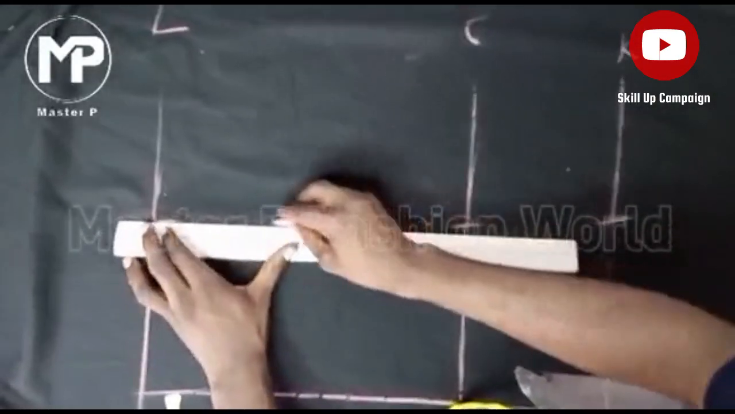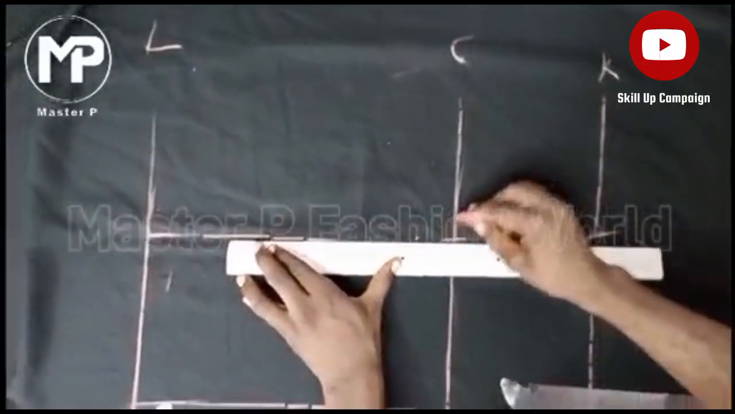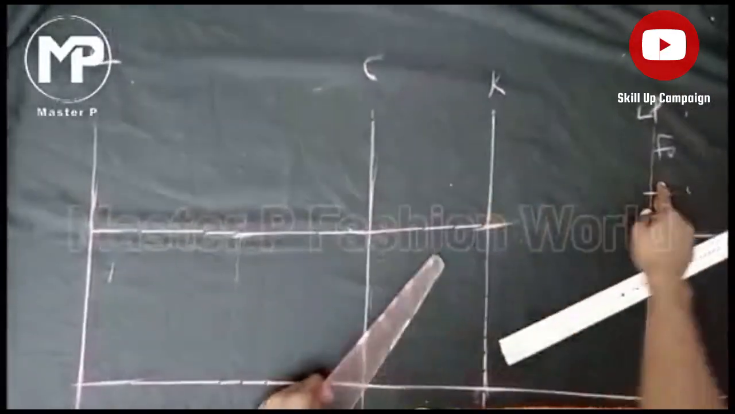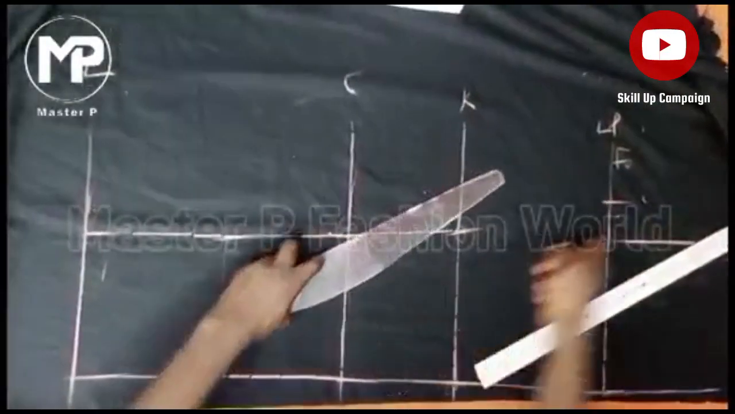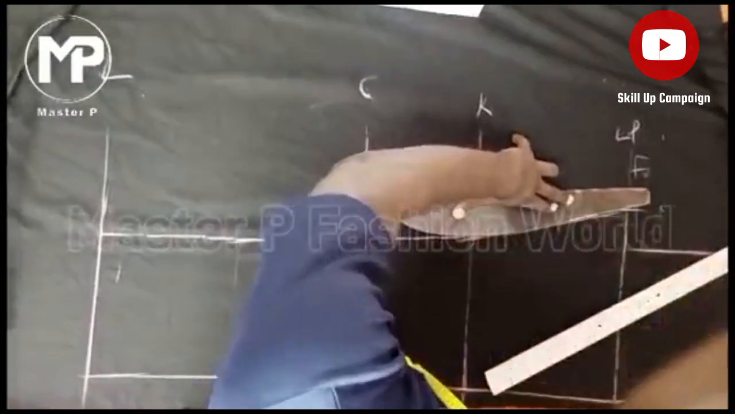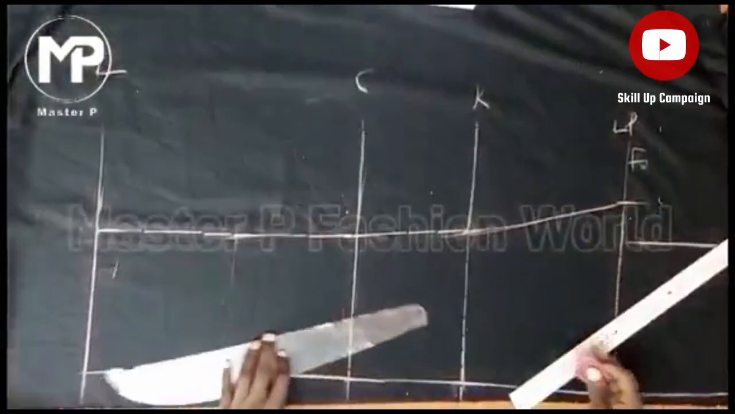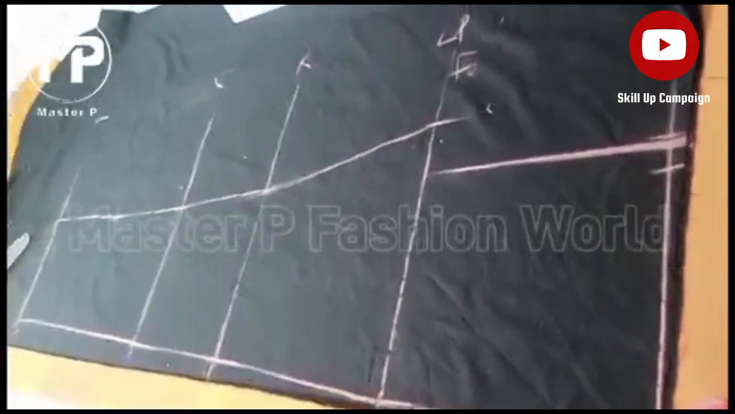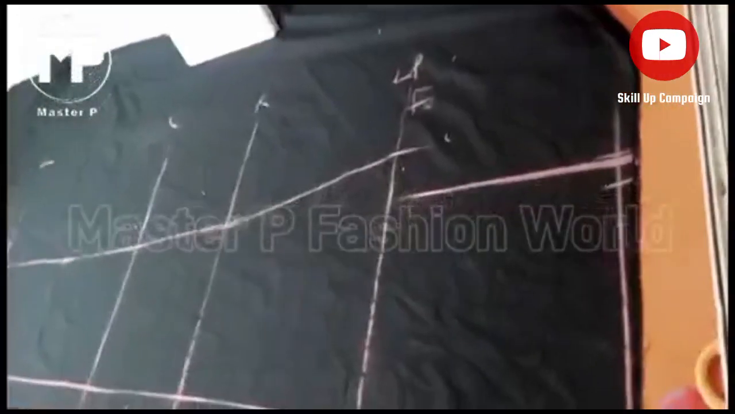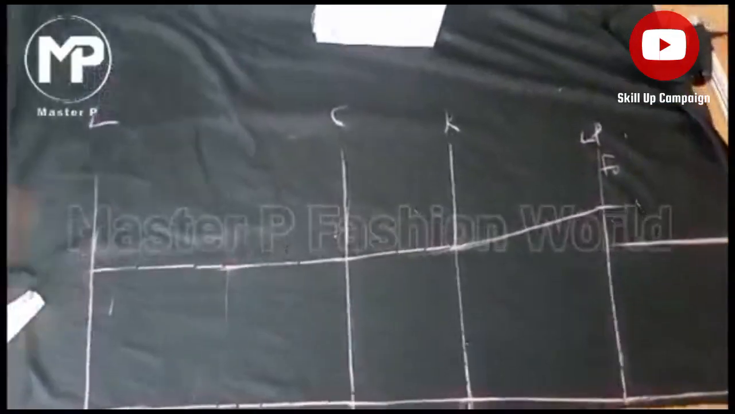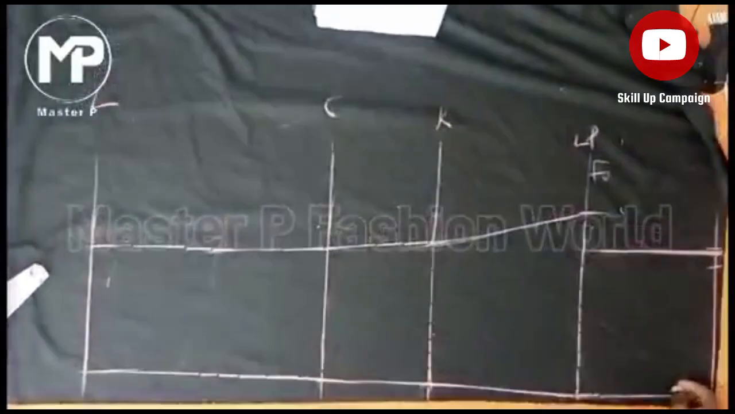So first of all, join this like this, this to this, this to this, and then this to this. I prefer using curve to join this. So from here to here, you just join it like this. And that is all for this part. We are done with the cutting, and this is it.